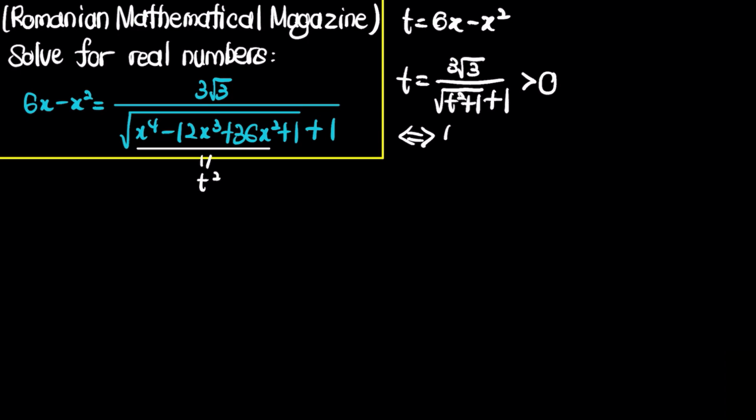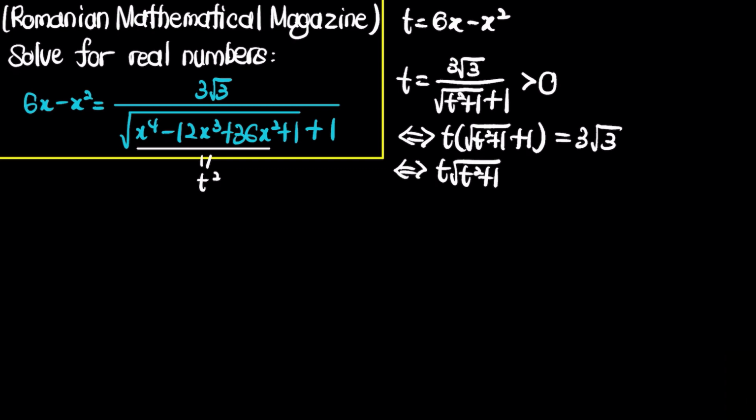So we get t times square root of t squared plus 1 is equal to 3 times square root of 3. And then let's actually multiply this. So we have t times square root of t squared plus 1, and then I'll move the t term to the right hand side. So this is 3 times square root of 3 minus t. And then we'll square both sides.